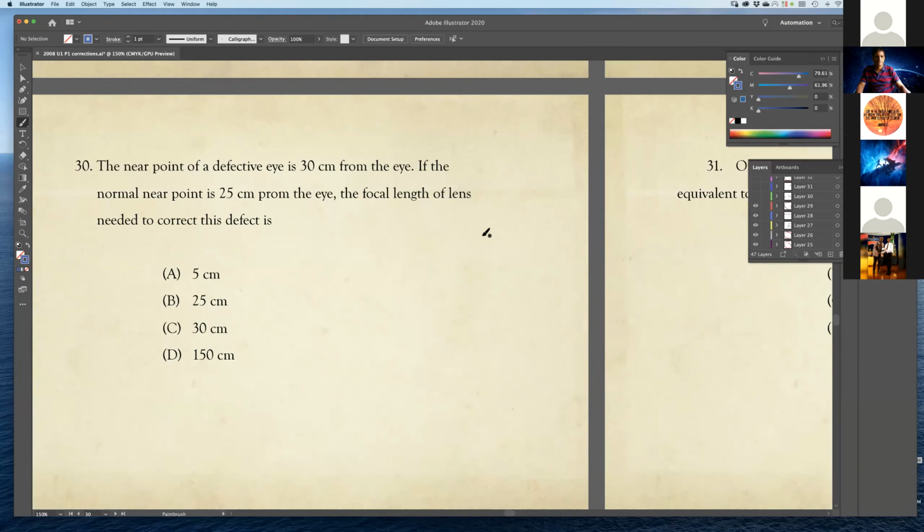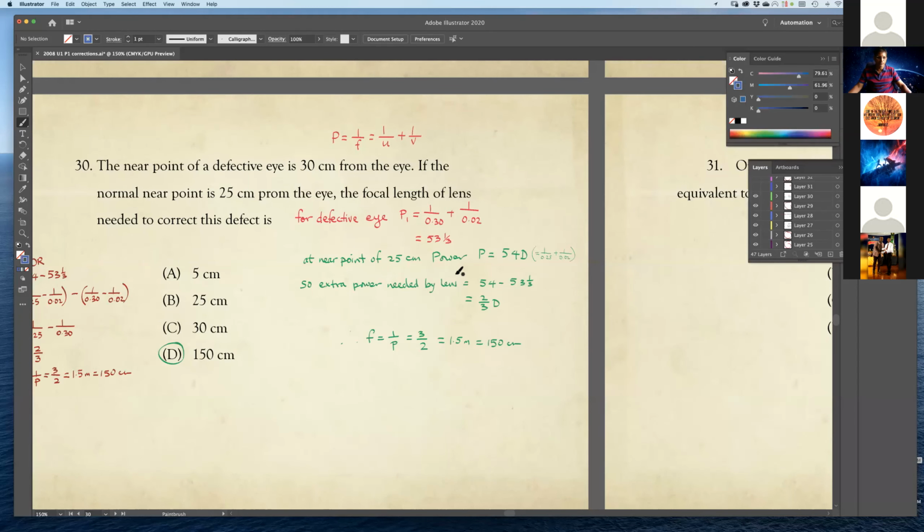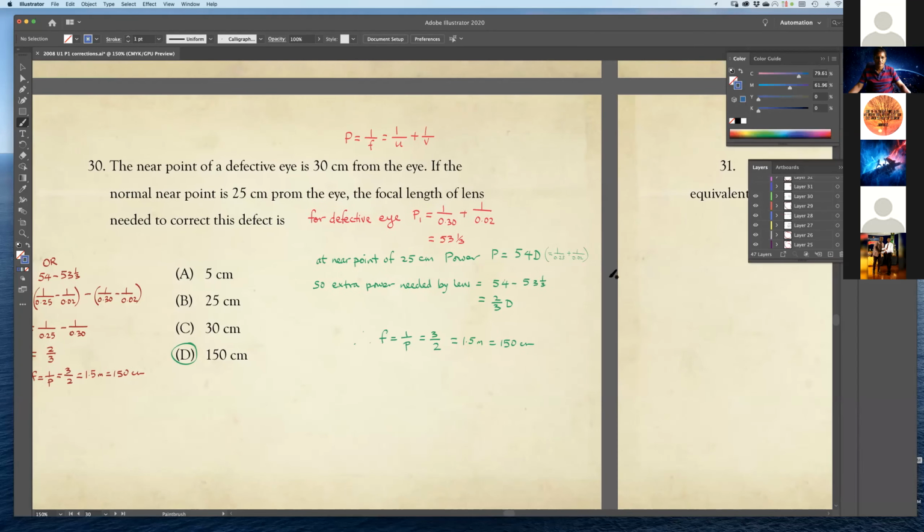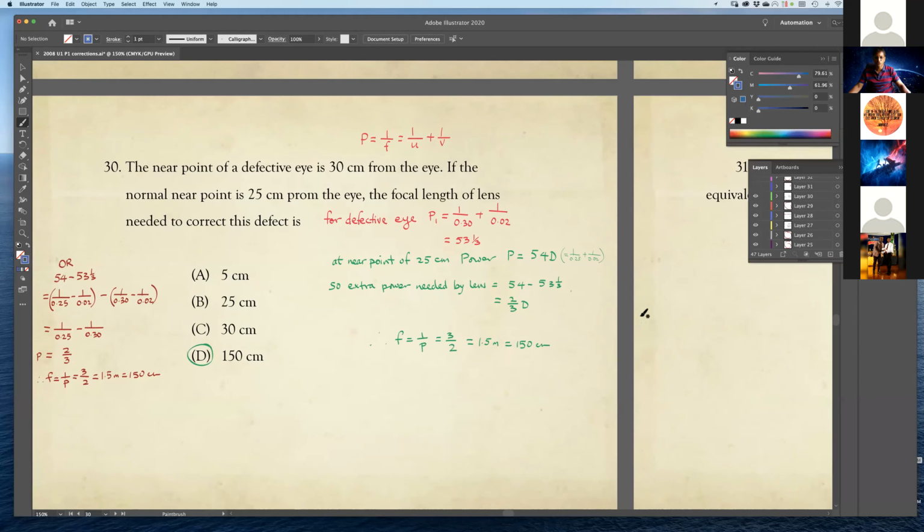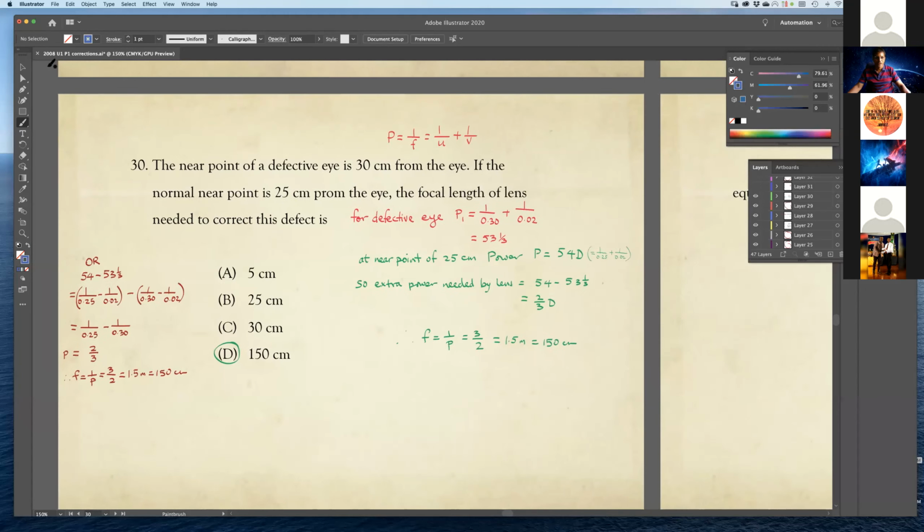Number 30. The near point. Okay, so we spoke about this question last day, and we worked it out last day. I put both solutions this time. I alluded to a so-called shortcut solution that people use.